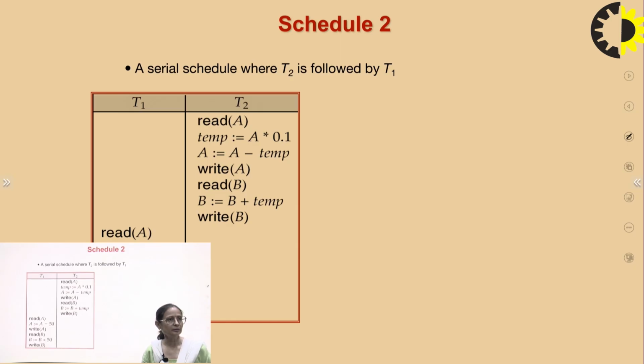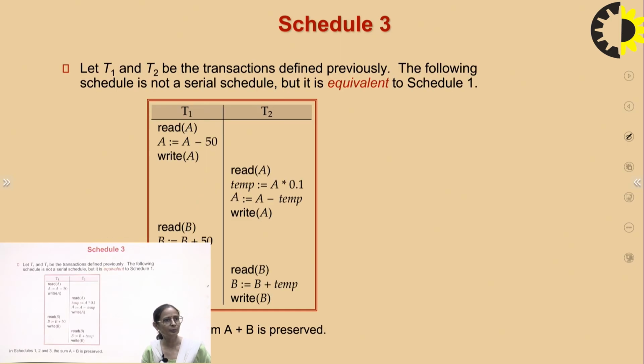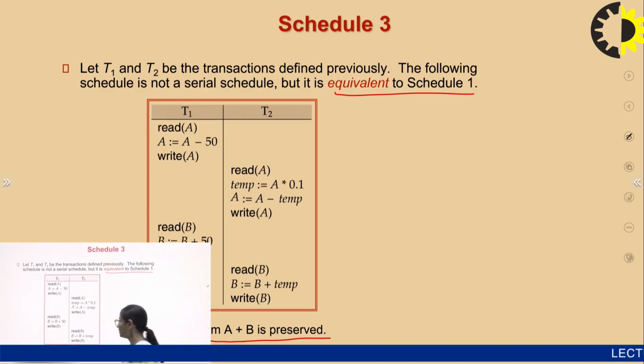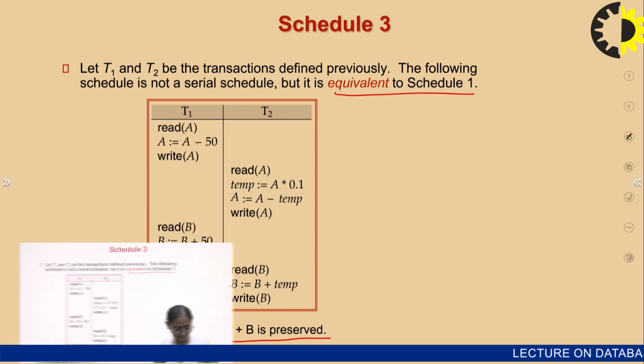This is another example of the serial schedule. Again, I have already explained this is a serial schedule, but in this case we will say it is equivalent to schedule 1, that is, equivalent to my serial schedule. So in all three cases of a serial schedule, the sum of A plus B is always preserved.